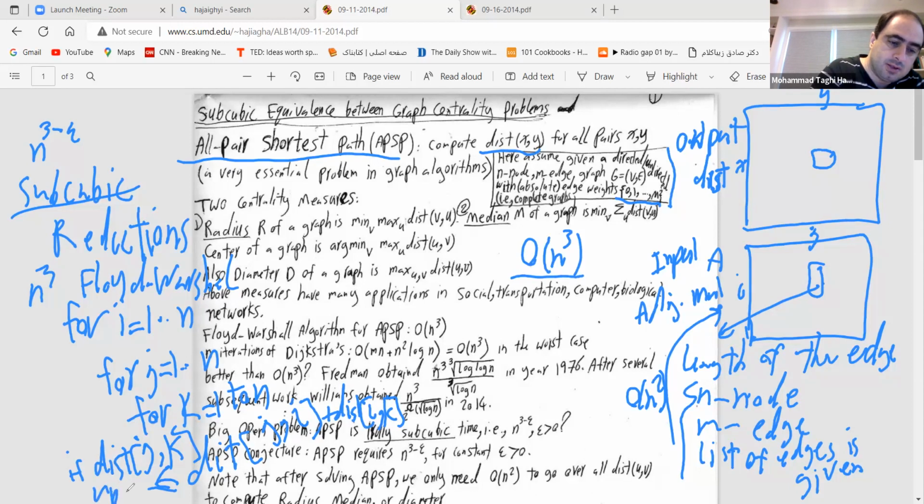So here it updates distance of j and k. Good. So this is the Floyd-Warshall algorithm, that inside we have a triple for loop, i equal to 1 to n.